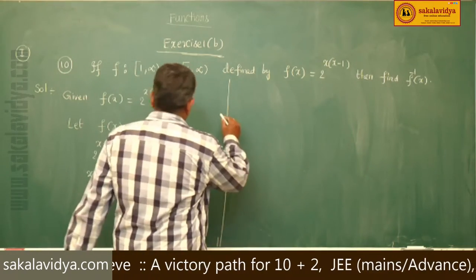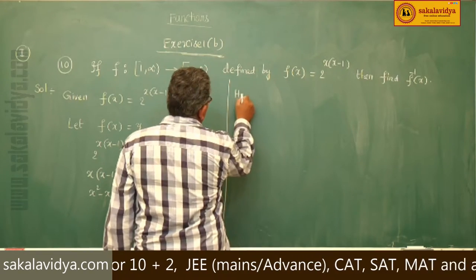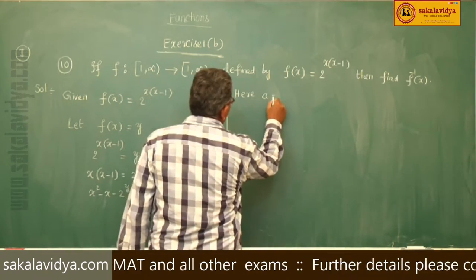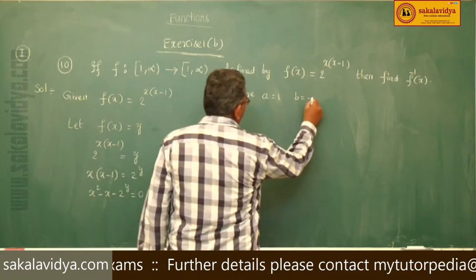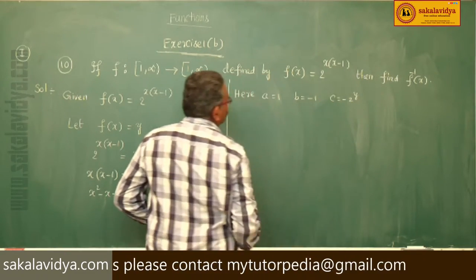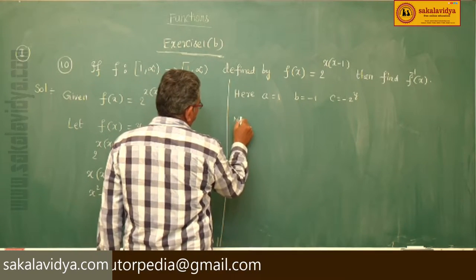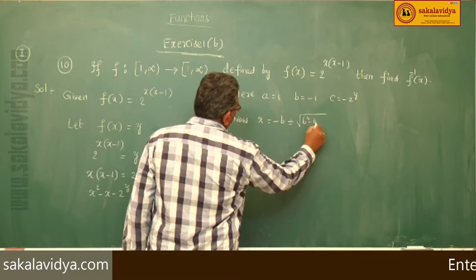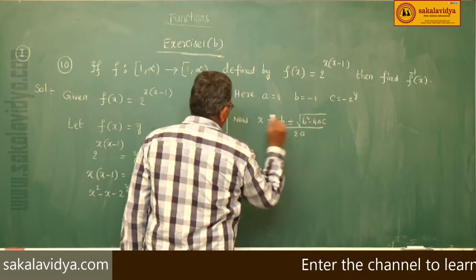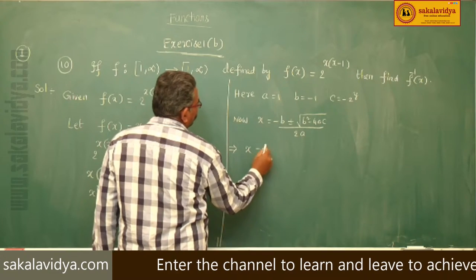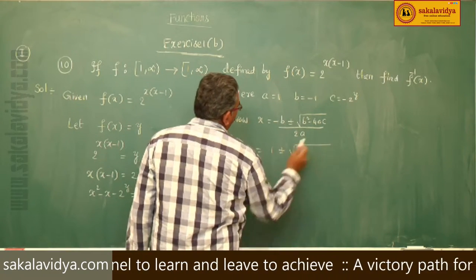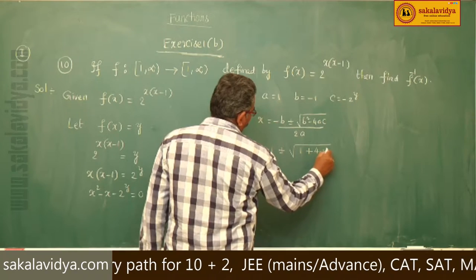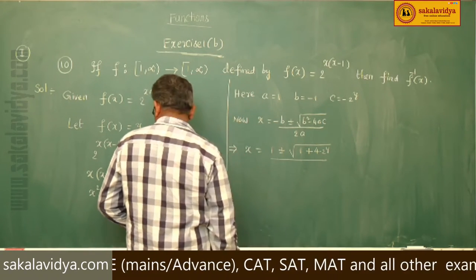So, now comparing with ax square plus bx plus c is equal to 0. Here a is equal to 1, b equals to minus 1, c equal to minus 2 power y. So, now x is equal to minus b plus or minus root of b square minus 4ac by 2a is a quadratic formula. That implies x is equal to 1 plus or minus root over 1 plus 4 into 2 power y by 2a. 2a means here 2.